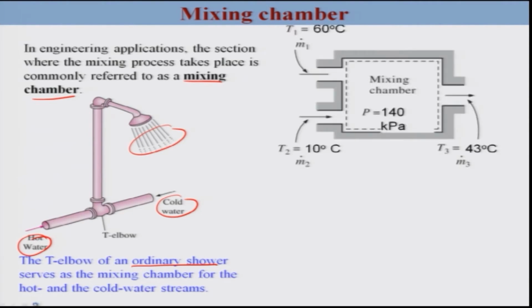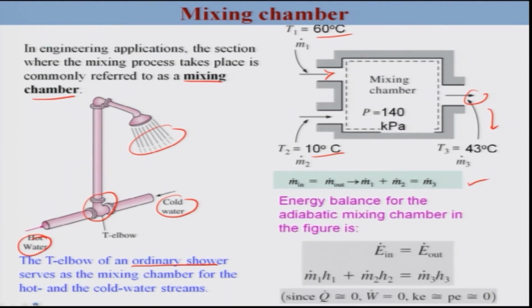So you can put this in a schematic form. This is a simple mixing chamber. Here the mixing chamber could be this elbow, but here we can represent it in this form. So these are your two inlet fluids, one at 60 degrees Celsius and one at 10 degrees Celsius, mixing at a certain pressure, and the outlet stream has a specific temperature. Based on simple mass balance, you can clearly show that M1 plus M2 is equal to M3, considering this to be a steady flow device. You can also come up with the energy balance here.